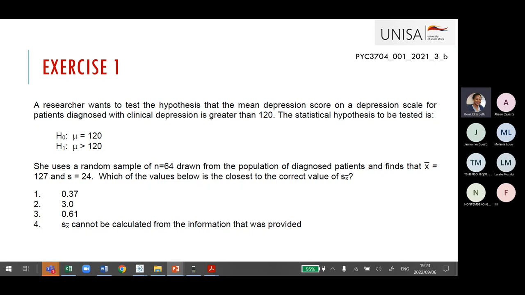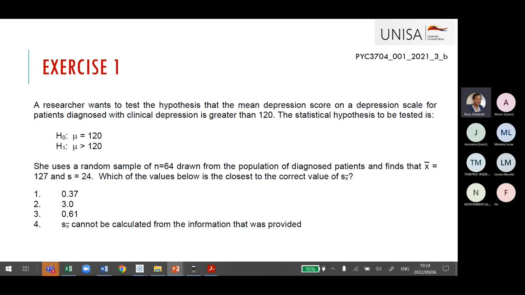She uses a random sample of N equals 64 drawn from the population of diagnosed patients and finds that the sample mean, which is X bar, is equal to 127. The sample standard deviation, which is S, is equal to 24. Which of the following values below is closest to the correct value of S X bar?